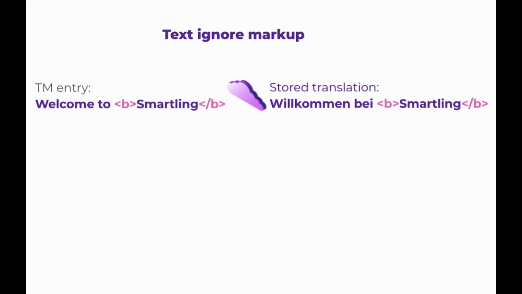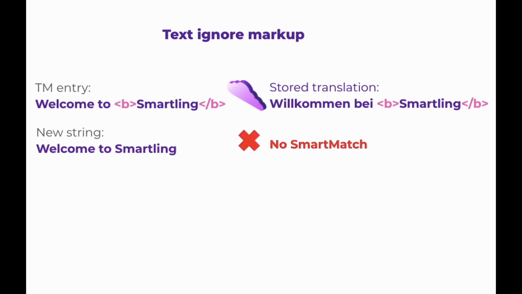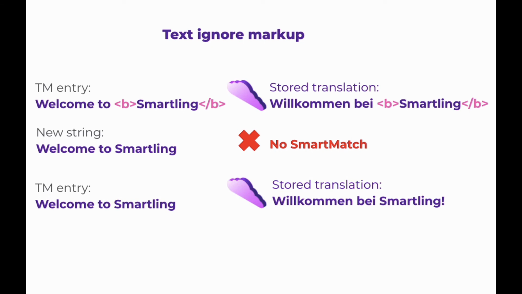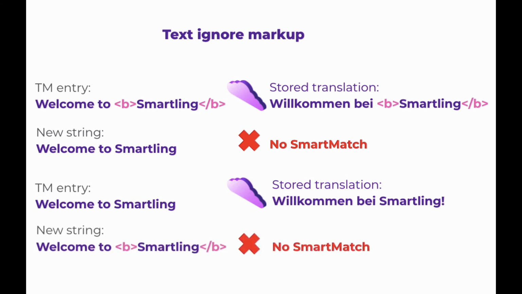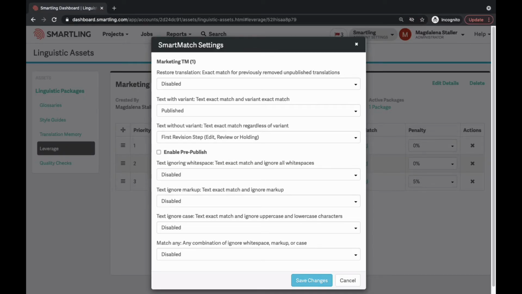This also means that if your new string doesn't have any formatting tags at all, but the previous one did, SmartMatch does not work. And vice versa, if your previous string didn't have any HTML tags at all, but your new content does, you don't get any SmartMatches either. So to summarize, it's only the HTML within the angle brackets that can be different, but the number and overall structure of tags need to stay the same in order for this SmartMatch setting to work. Let's move on to the next setting.